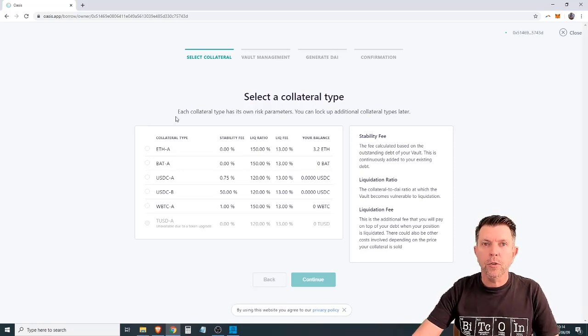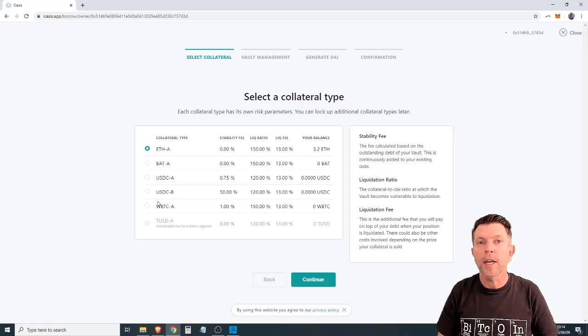Now I would like to use Ethereum as my liquidity type. So I select Ethereum. But just to go through some of the things on this page, you could select Basic Attention Token, USDC, or even wrapped Bitcoin. Wrapped Bitcoin is Bitcoin that is substituted with an ERC20 token, but we don't need to get into that right now. So I'm using Ethereum.